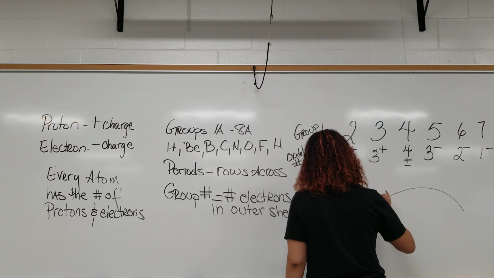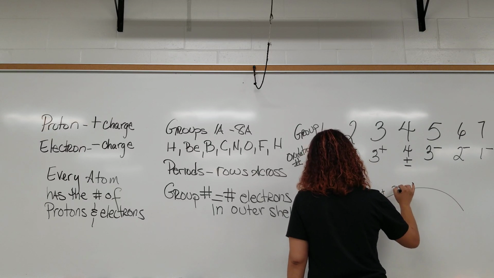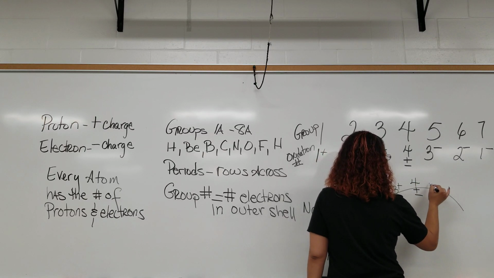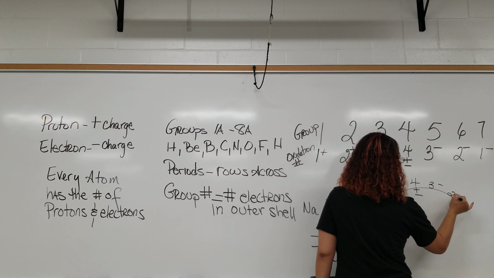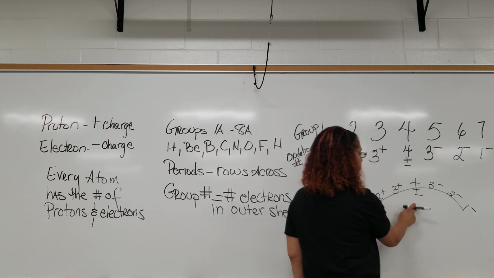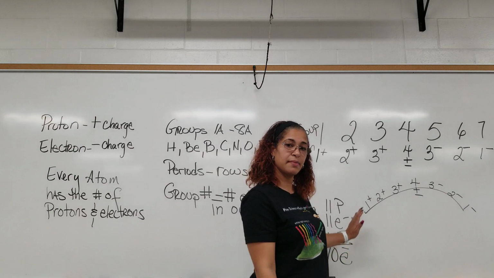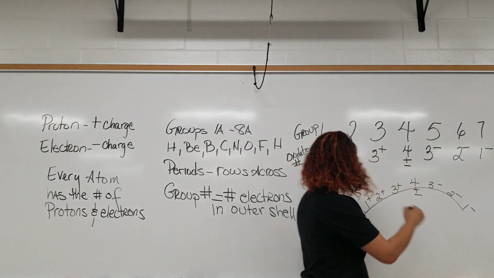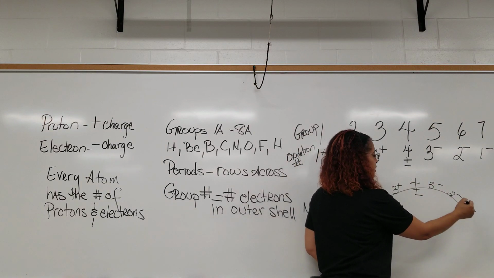1 plus, 2 plus, 3 plus, 4 plus or minus, 3 minus, 2 minus, 1 minus. So if you notice, it follows an arc where 4 is at the top. We're climbing from the positive side and then descending from the negative side. So it is 1, 2, 3, 4, 3, 2, 1.